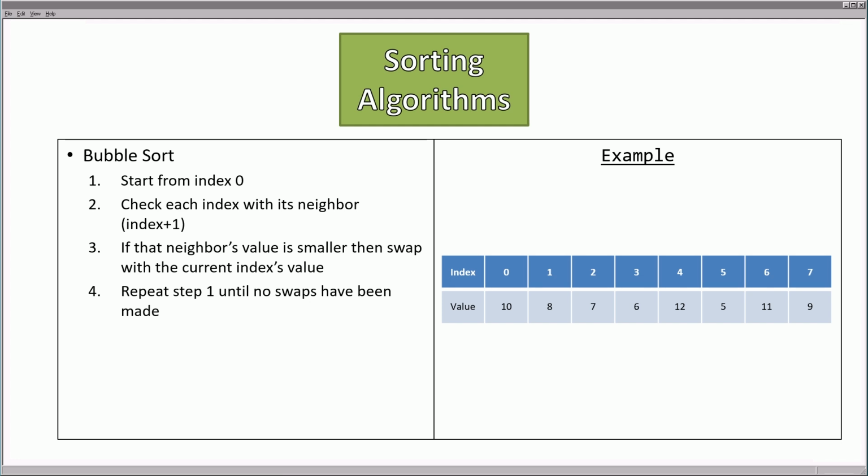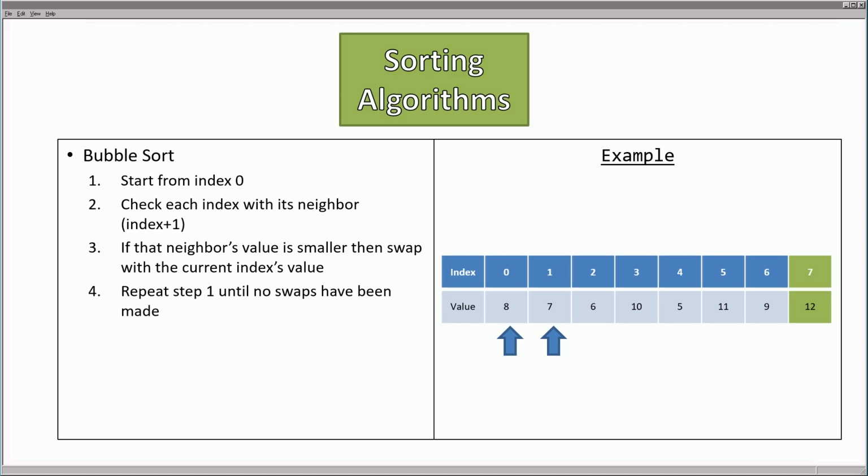Let's take a look at this example. If we start out here, 10 is greater than 8, we need to swap those values and then move on. 10 is greater than 7, we've got to swap those values, move on. 10 is greater than 6, swap those values, move on. 10 is not greater than 12, move on. 12 is greater than 5, swap them, move. 12 is greater than 11, swap them, move. 12 is greater than 9, swap them, and we're done.